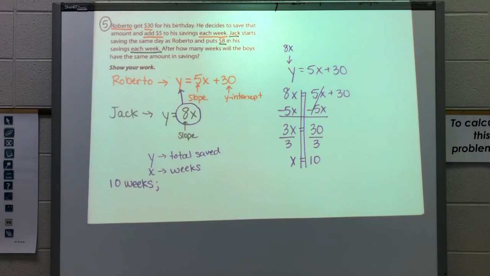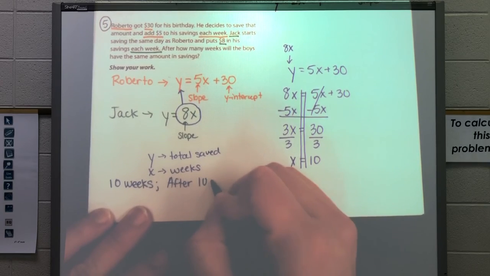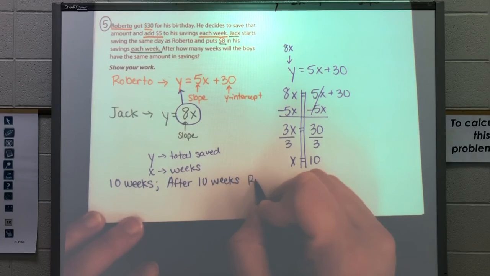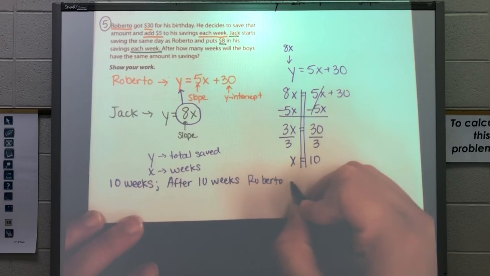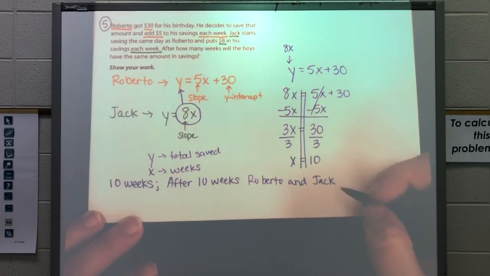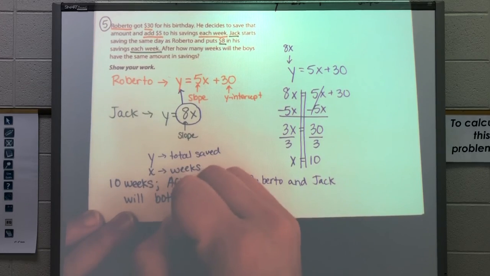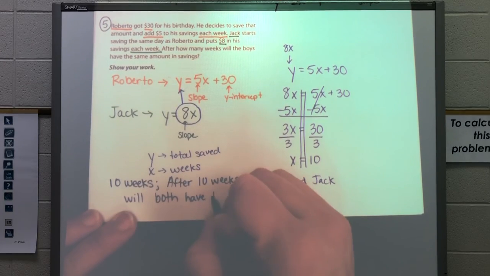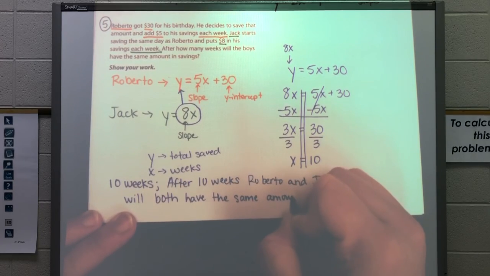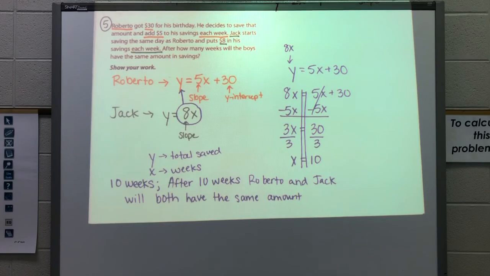And I would explain that. I would say, after 10 weeks, Roberto and Jack will both have the same amount. And I'm going to go a step further and say what that amount is.